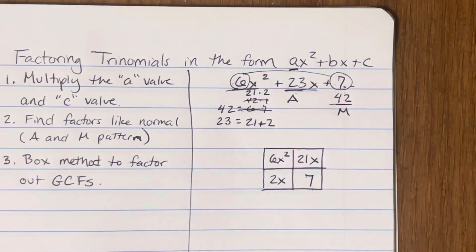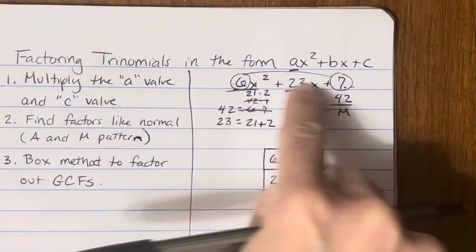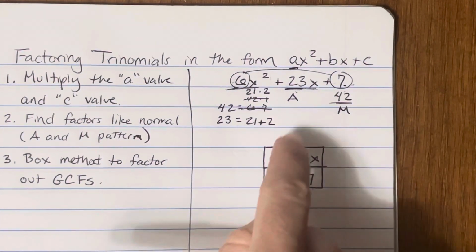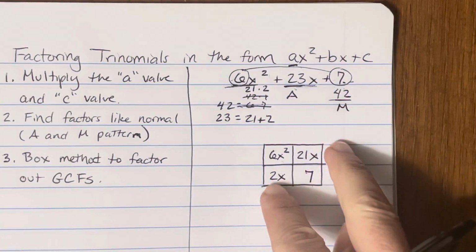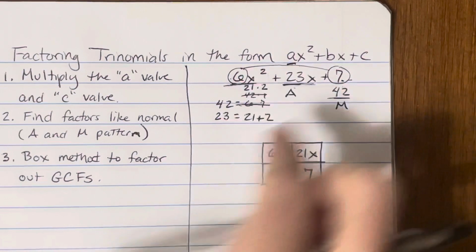You should be able to look at your window, the box method, and this box should represent your original problem. We got 6x squared, we got the 7, and then these 2 boxes should add up to get this middle number. So this box is representing our problem.